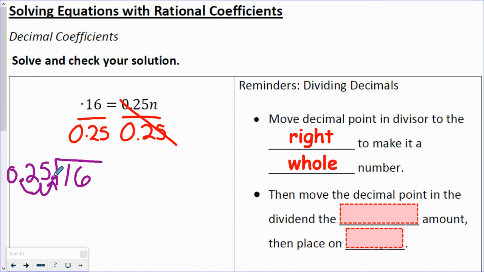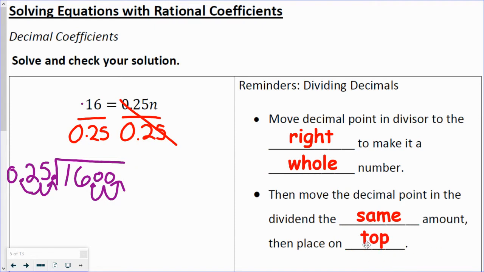We want to make it a whole number. So instead of dividing by a quarter, we're dividing by 25. And the same thing here. Here's technically where my decimal was to begin with, and I need to move it 2 places over. Then if you remember, we do the same amount of places, and then we bring our decimal up to the top. So right here is where my decimal is going to go.